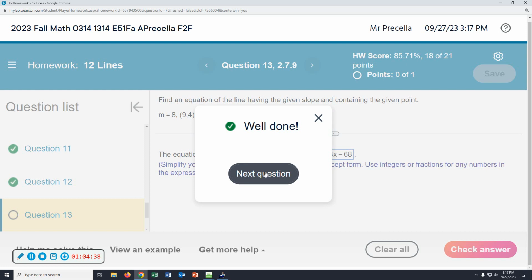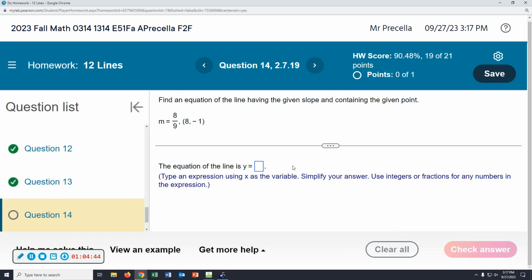So how is this different from what we had been doing? Here we're actually writing the equations. Here's one. Number 14, but as a fraction, the slope is 8 over 9, and the point that the line's passing through is (8, -1). Same instructions: find the equation of a line. It doesn't actually say give it in slope-intercept form down there at the bottom, but it says y equals, the slope-intercept form.